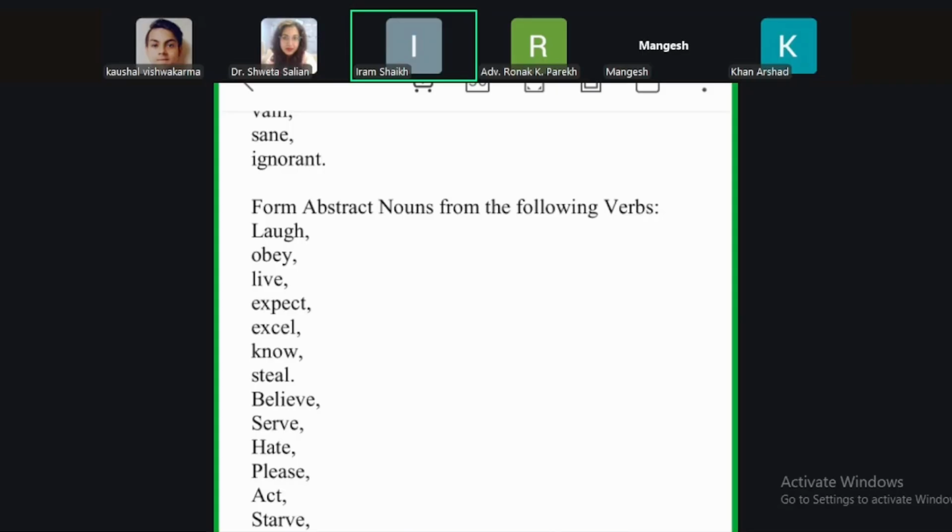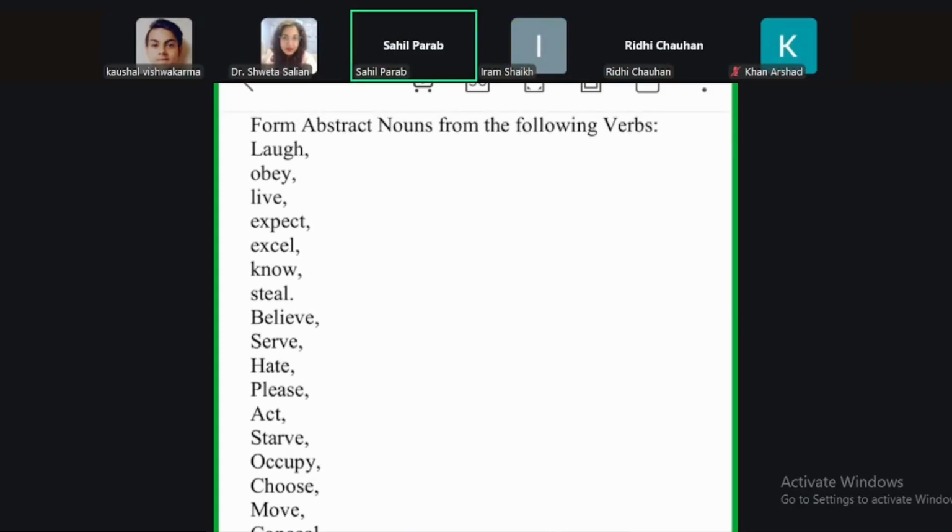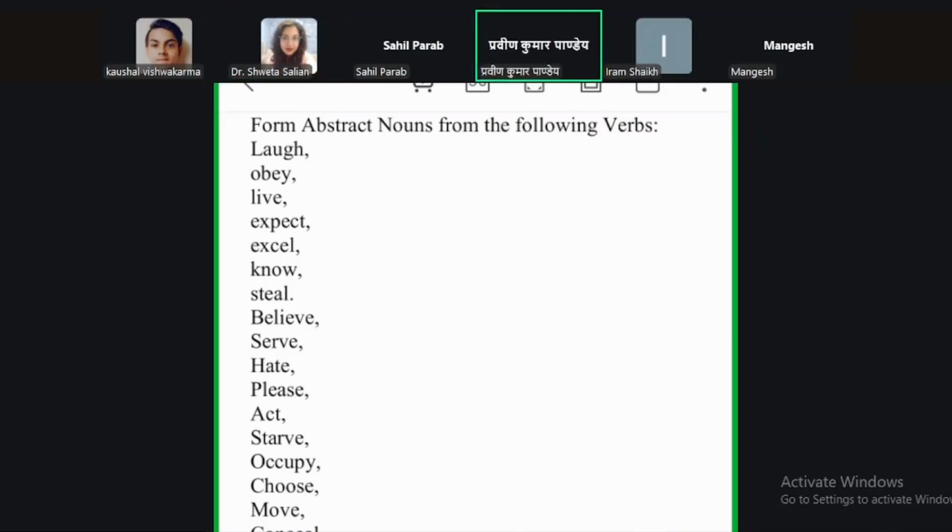Obey, obedience. Okay, live, lived. Live is past tense. What? Life. Very good. The abstract noun of live is life. How much do we use this word. Life, yes, absolutely right. Expect, expectation.